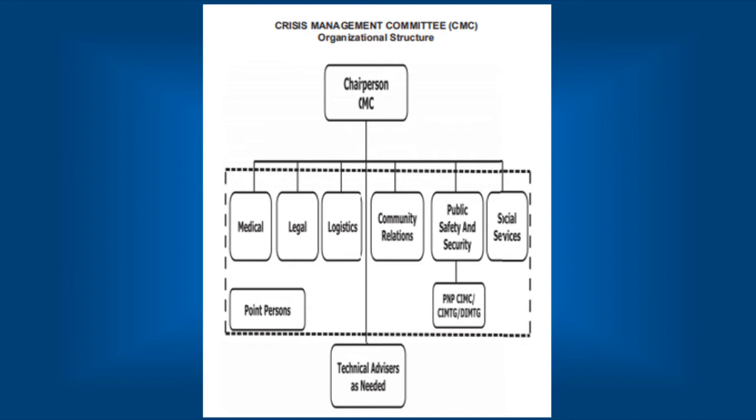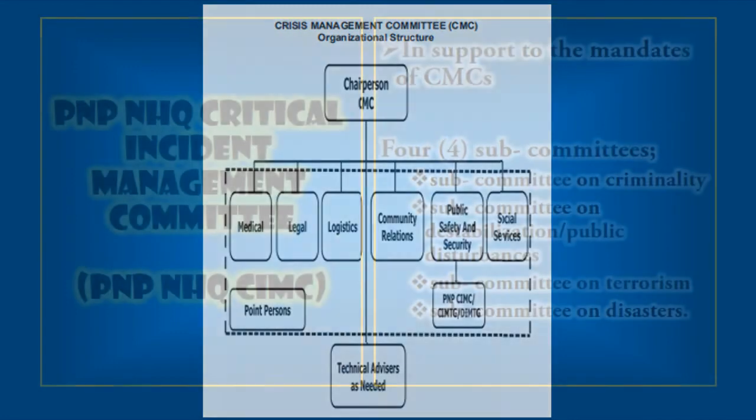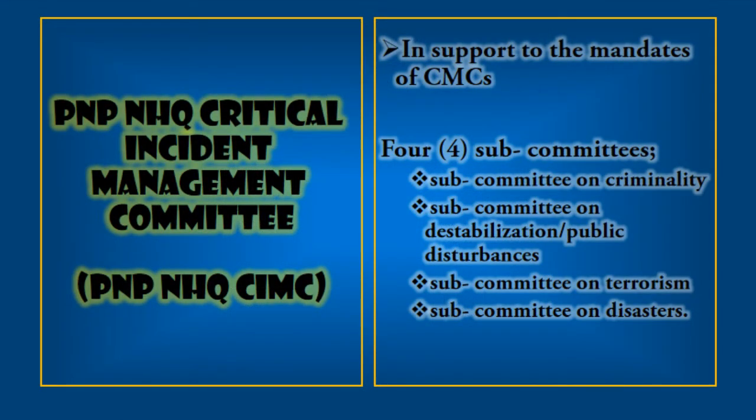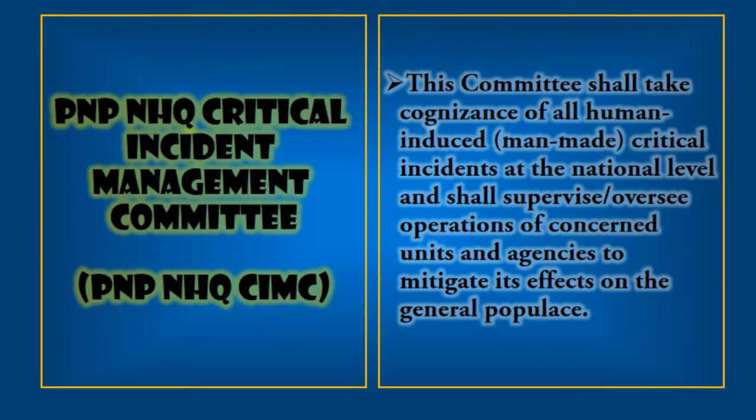Okay, so if you can see our organizational structure, mapapansin nyo dyan, under siya ng public safety and security under the Crisis Management Committee. Okay, and then we have here the PNP National Headquarters for Critical Incident Management Committee. So this is in support to the CMC or the mandates of CMC. So meron tayo dito yung 4 subcommittees ng PNP CIMC. So nandyan Subcommittee on Criminality. So ano yung role ng subcommittee na ito?